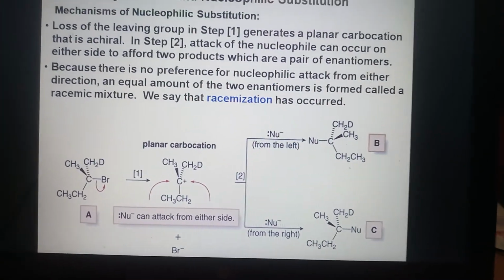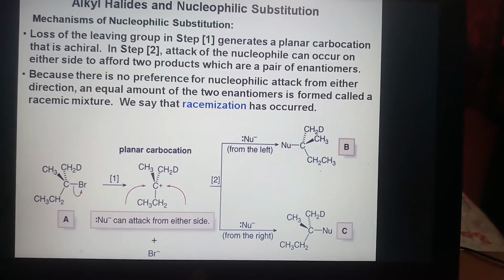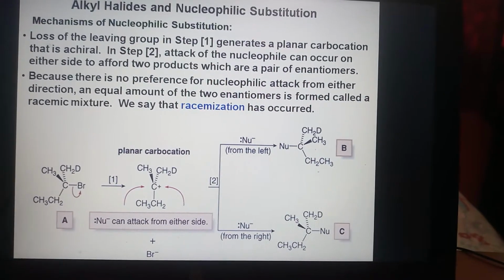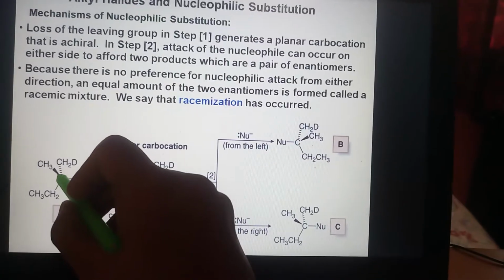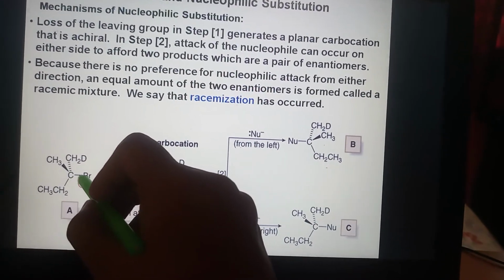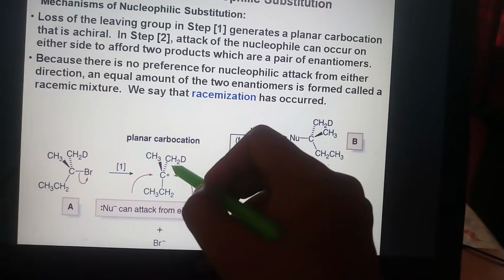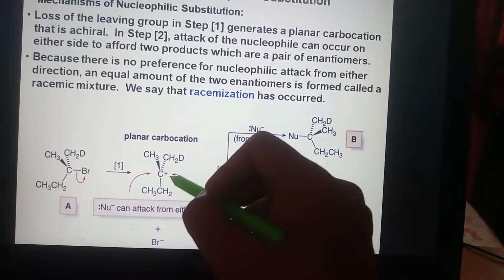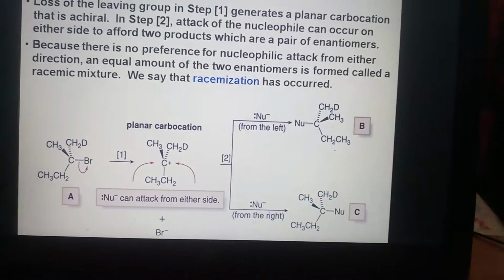So after loss of the leaving group in step 1, a planar carbocation is generated, that is achiral. Okay, you can see if the starting material is chiral, after the Br minus leaves, the carbocation formed is planar and it is achiral also.